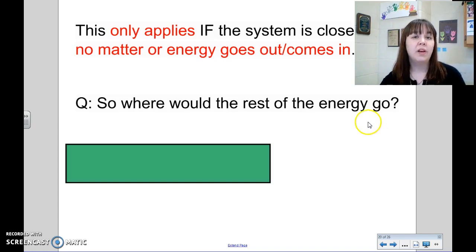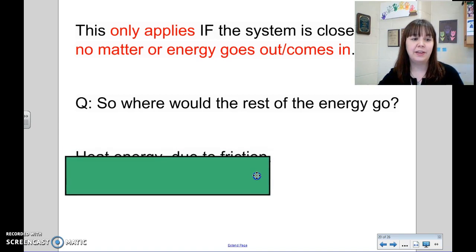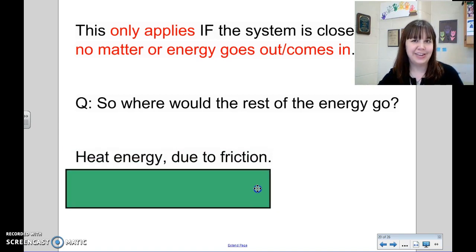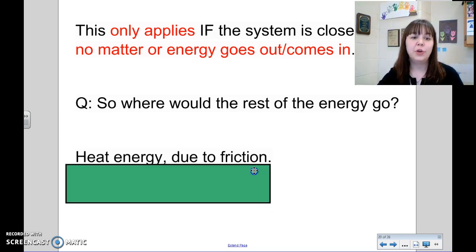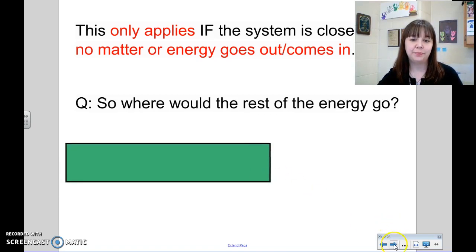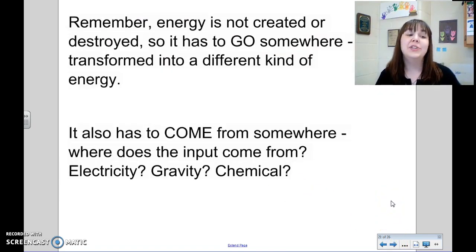Well, when we talked about forces and we talked about motion, where did the rest of our force or our motion go? We lost some of it to heat energy, which comes from friction. So friction, air resistance, takes some of that energy out of our system. It's not destroyed, it's just taken out due to converting to heat energy. It has to go somewhere, a different kind of energy. It also has to come from somewhere.